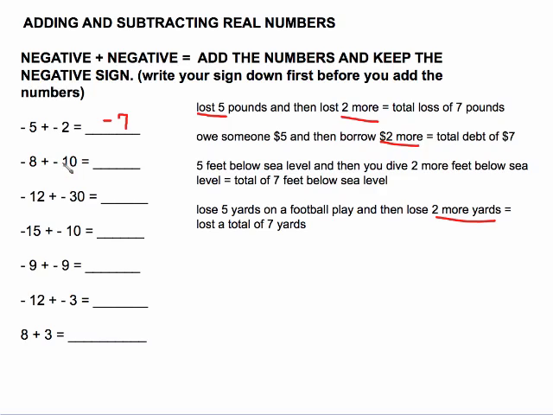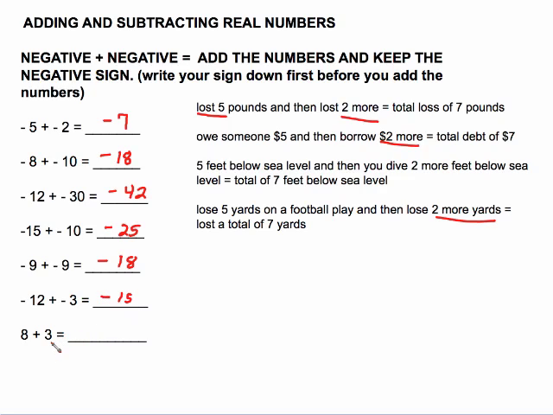So a negative plus a negative would be negative. Write that negative down. Add 8 plus 10 is 18. A negative 12 plus a negative 30 stays negative. Add those together, you get 42. A negative plus a negative stays negative, and we add. A negative plus a negative stays negative. We add, get 18. A negative plus a negative, we add, and get negative 15.